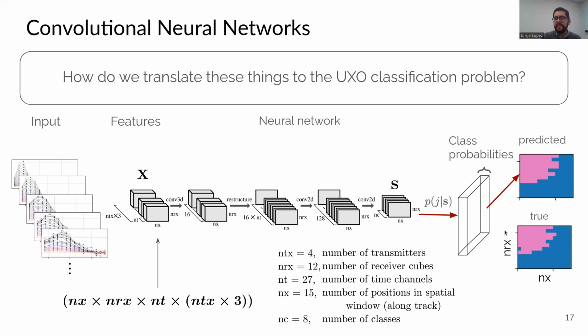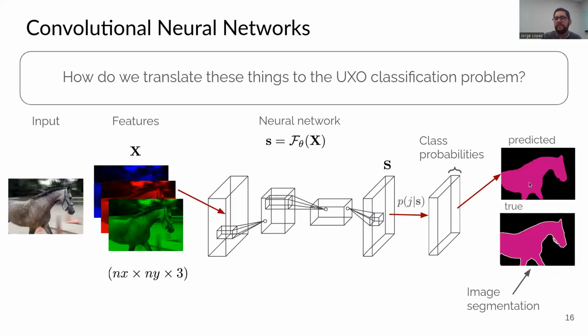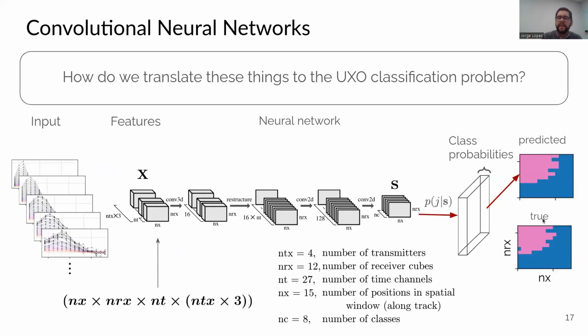But now the question is, how do we create this? For the horse, it's kind of straightforward: how do we segment the image? But now we have to create what we call label masks. And I'll show you how.